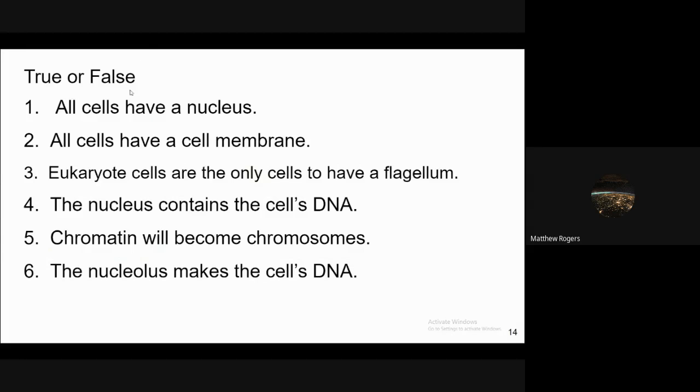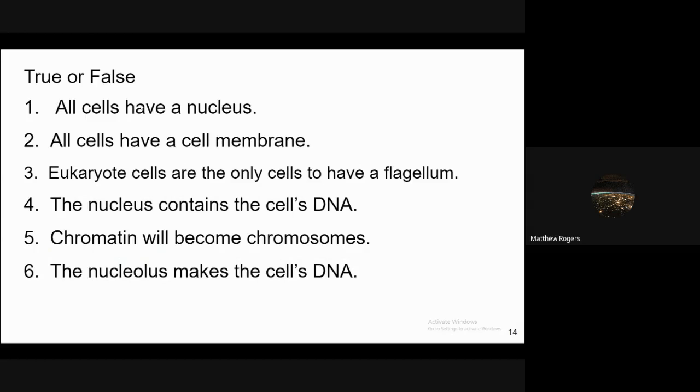So let's do a true and false. Number one, all cells have a nucleus. Two, all cells have a cell membrane. Three, eukaryotic cells are the only cells to have a flagellum. Four, the nucleus contains the cell's DNA. Five, chromatin will become chromosomes. Six, the nucleolus makes the cell's DNA.